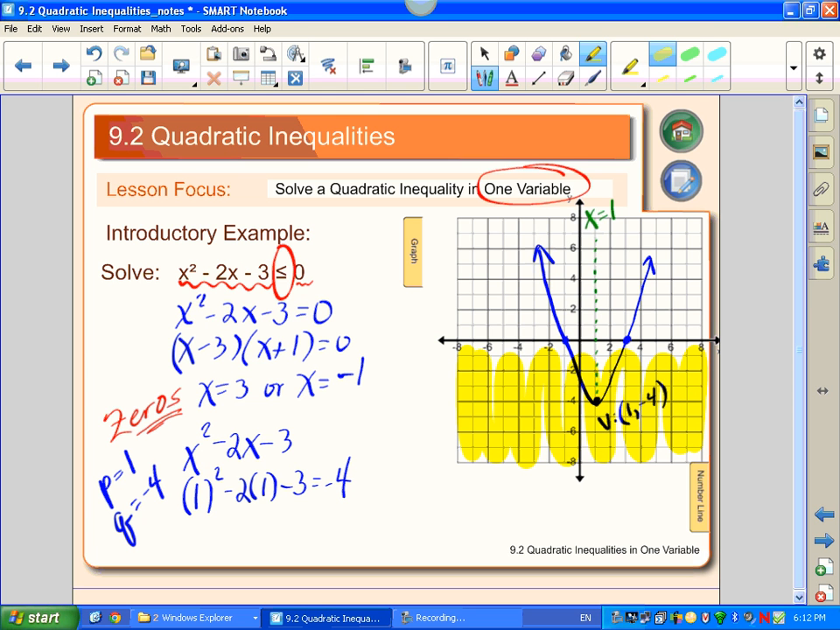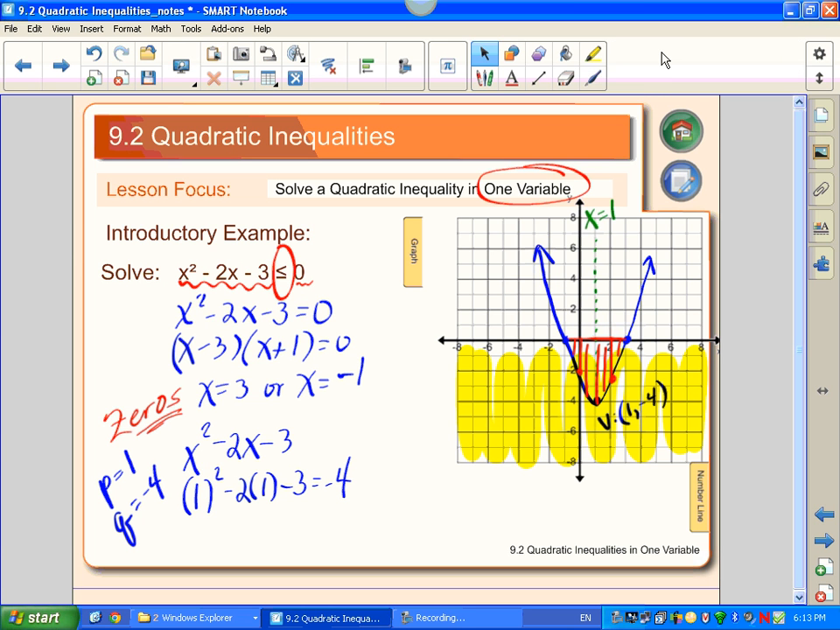Well, it's in this region for any value of x between these two numbers. So if I have a value of x at -2, there is a corresponding y point here. If I have an x value of 0, there is a corresponding y value. And all of these are going to correspond to a y value that is less than or equal to 0.